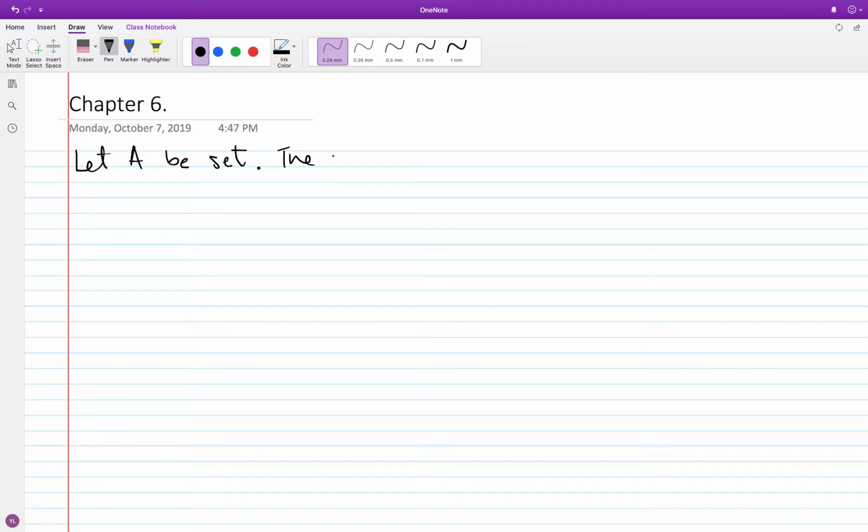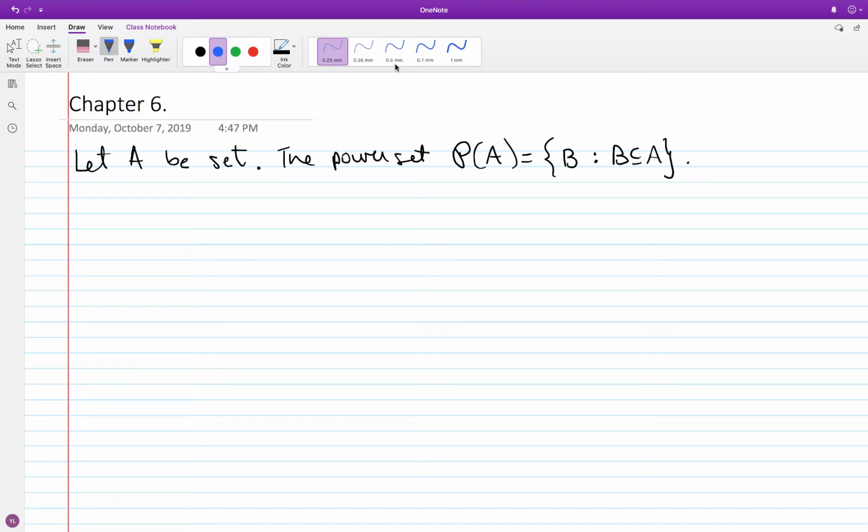The power set, which is denoted P of A, try and use like a curly P or a bold P or something like that, is the set of subsets of A. So this is going to be all B such that B is a subset of A. It would probably be worthwhile to write down exactly what's meant by subset, although we probably used the notation before already.